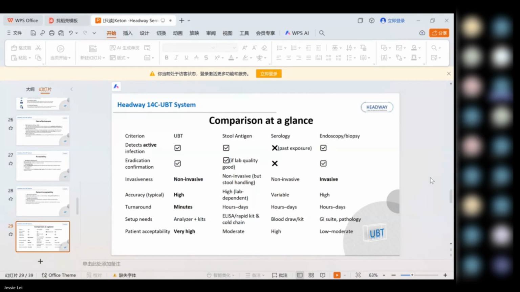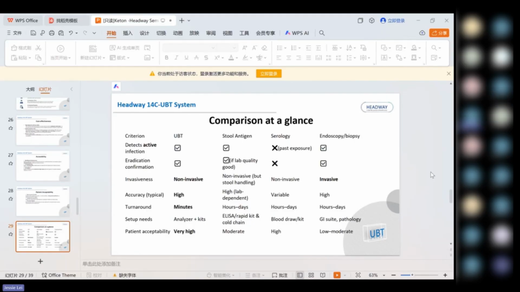The next question we have is from Philemon. I wish to know the age limits for this test. What is the lowest age? Can it be used in children? Can it be used in the elderly in that particular forum? Jessie, do you want to answer that?